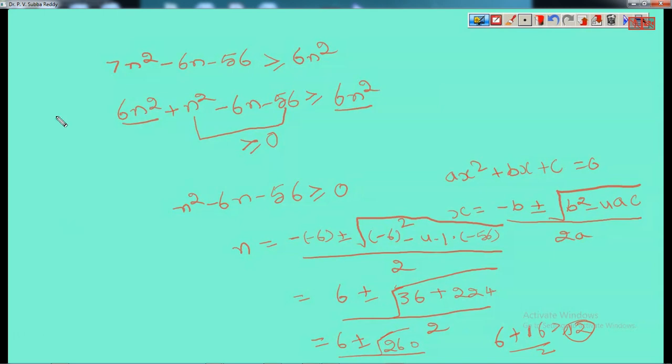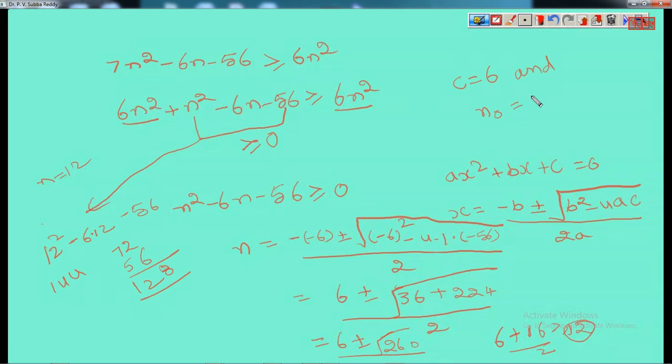If I take n equal to 12 here, what is the value this side? This side it is 12 square. I am only calculating this part, whether it is greater than or equal to 0. 12 square minus 6 into 12 minus 56. 12 square is 144, minus 72, minus 56. This is 16, greater than 0. That means this value is greater than or equal to 0. So now finally, what is the value? You can choose c equal to 6 and n not equal to 12. This is one answer.